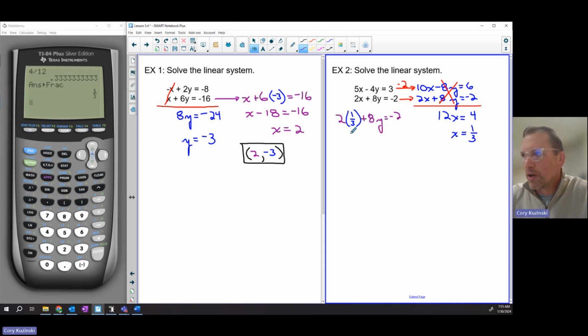All right, do a little multiplication. 2 times 1/3 is 2/3, plus 8y. I'm going to turn the -2 into -6/3, because my next step is to subtract 2/3 from both sides anyway, so I'm going to need a common denominator. That's what I did here. All right, now I'm going to subtract 2/3 from both sides. I'll show that here.